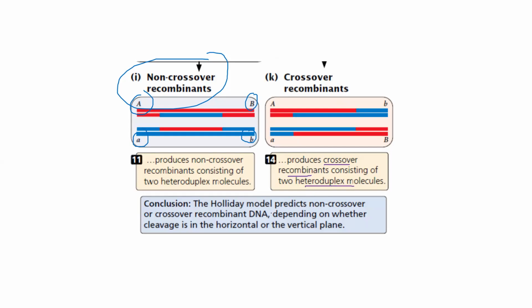So the Holliday model predicts non-crossover or crossover recombinant DNA depending on whether cleavage is in the horizontal or the vertical plane. So we have learned what is recombination, what is its significance, and the steps in the Holliday model for homologous recombination in this video. In the next recording, we are going to see the double strand break repair model.